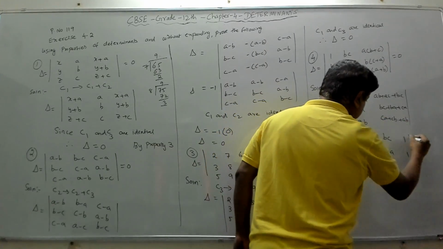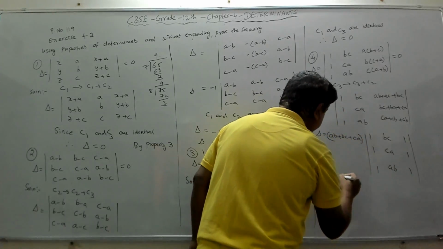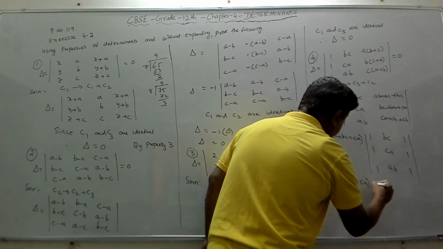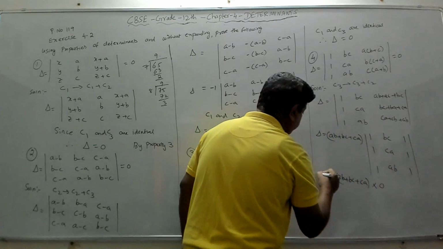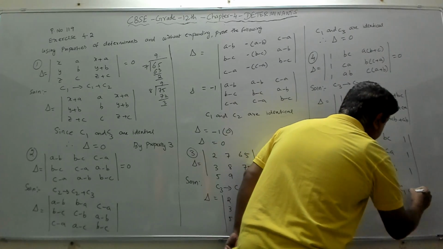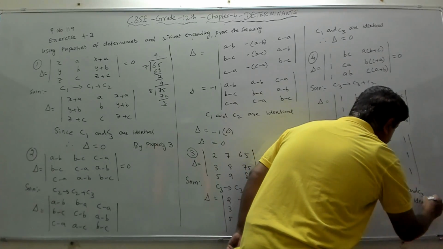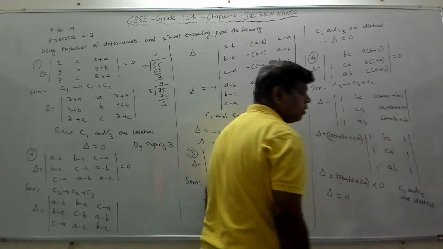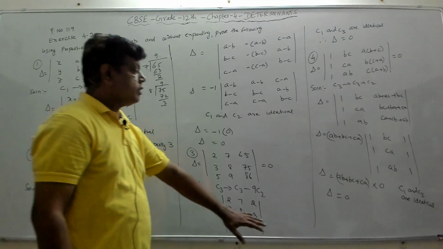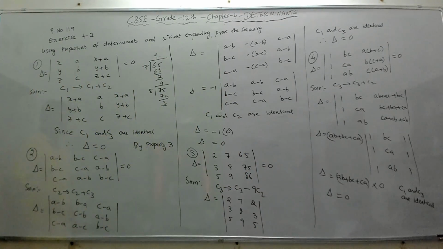So now we see that again column 1 and column 3 are identical. Therefore the value of the determinant becomes 0. AB plus BC plus CA into this determinant, the value of this is 0. Delta, so therefore delta equal to 0, because C1 and C3 are identical. Therefore the value of the determinant is 0. So this is how the fourth problem is done. All of you can pause the video and take the notes.